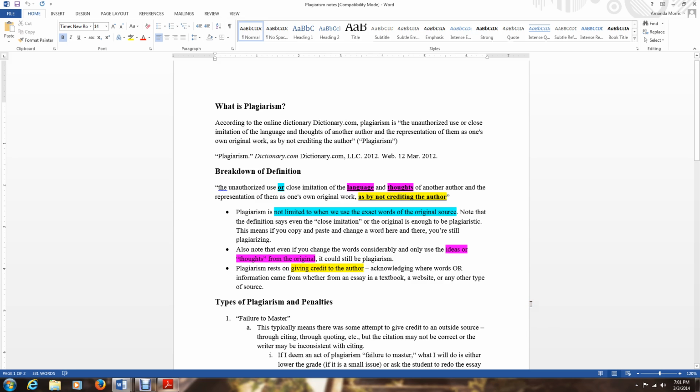To discuss plagiarism and to get started, I just pulled up a definition of it. It helps to know what it is, to understand what we should and should not do. According to dictionary.com, just a standard online dictionary, plagiarism is, quote, the unauthorized use or close imitation of the language and thoughts of another author and the representation of them as one's own original work, as by not crediting the author.